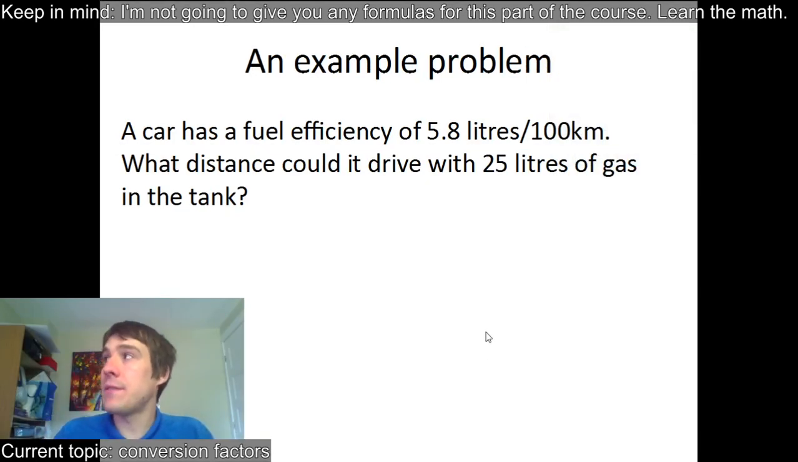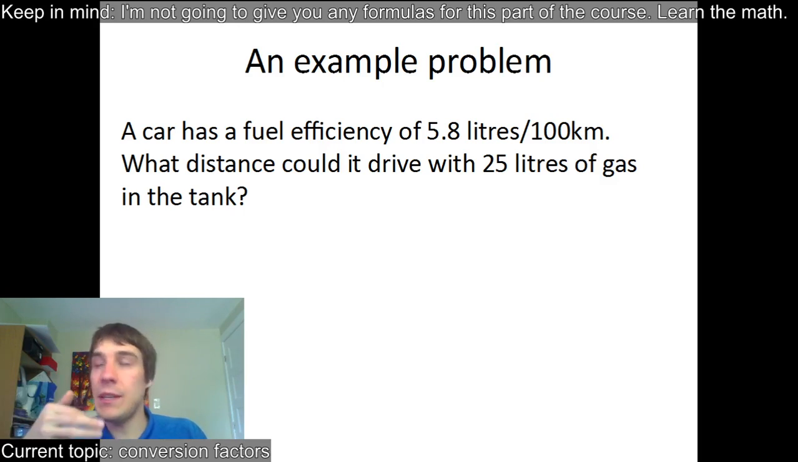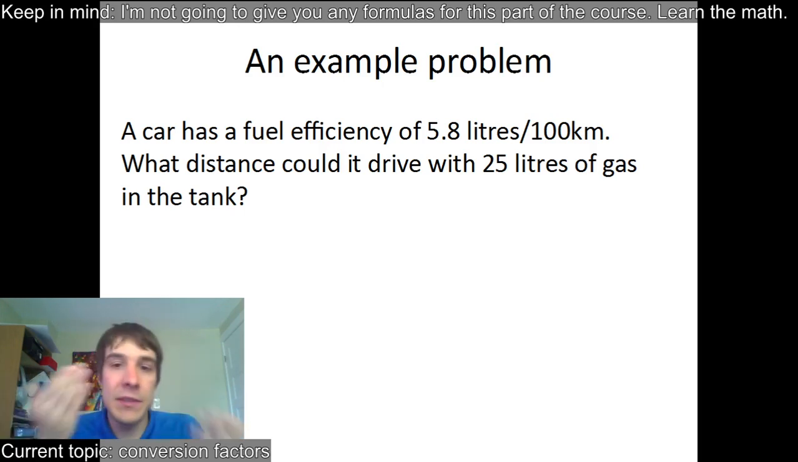To give you an example: a car has a fuel efficiency of 5.8 liters per 100 kilometers. That is a rate, 5.8 liters per 100 kilometers. That rate tells us every 100 kilometers, we're going to use 5.8 liters of gas. Or if you reverse it, if we drive 100 kilometers, we're going to use 5.8 liters of gas. Or if we use 5.8 liters, we've driven 100 kilometers. It's reversible. It's a rate. It's a fraction that can be flipped. What distance would the car drive with 25 liters of gas in the tank?